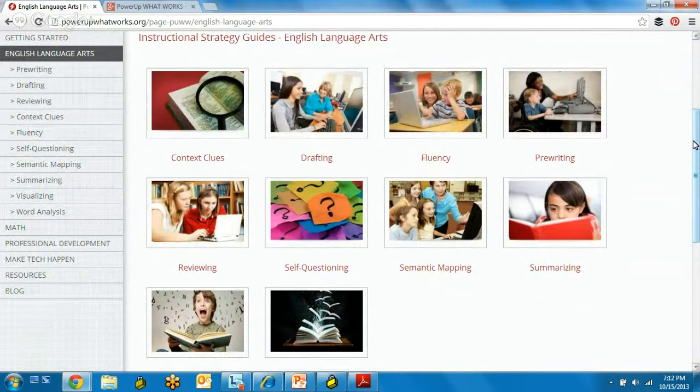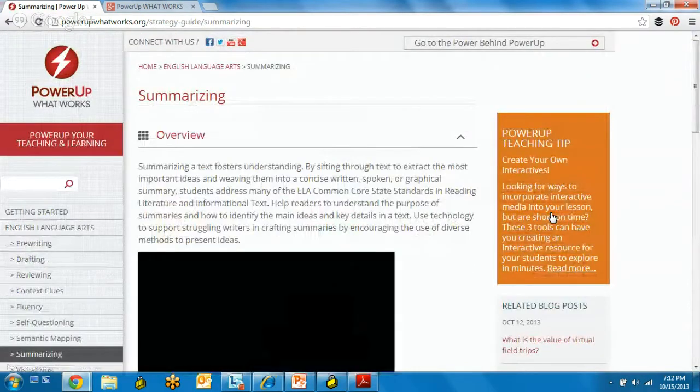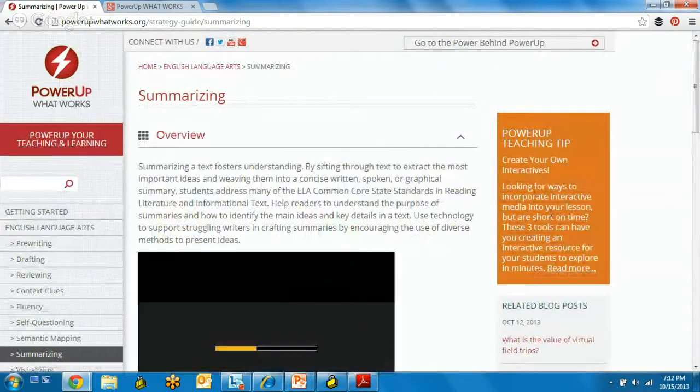Tonight, we're going to use summarizing as a way to show what's included in an instructional strategy guide. I picked summarizing because it's very cross-cutting. It goes across the grades, and across content areas such as English language arts, science, and social studies, and it cuts across grade areas from lower grades all the way up through the grades. Summarizing is a key skill.